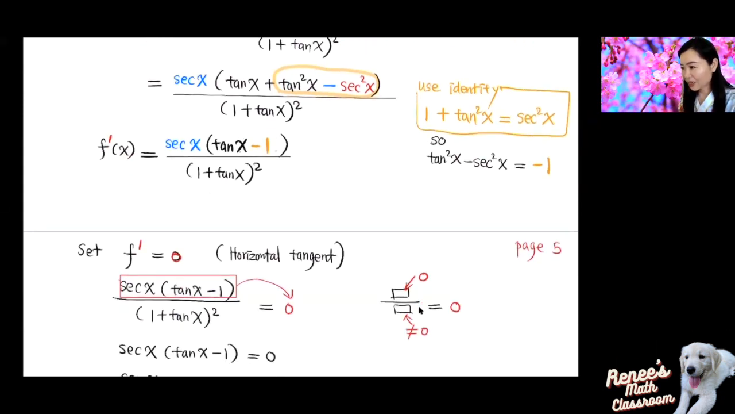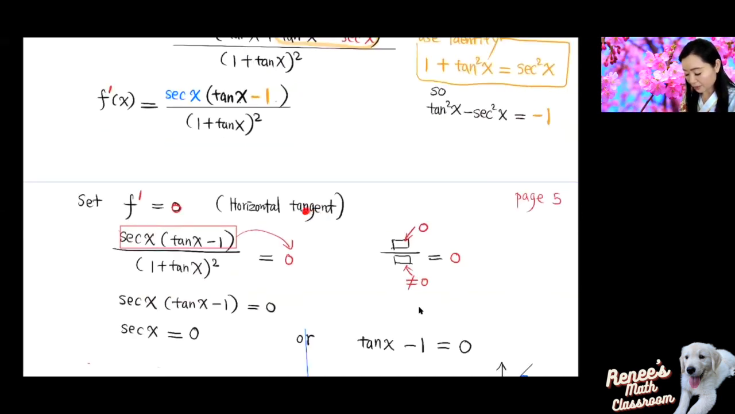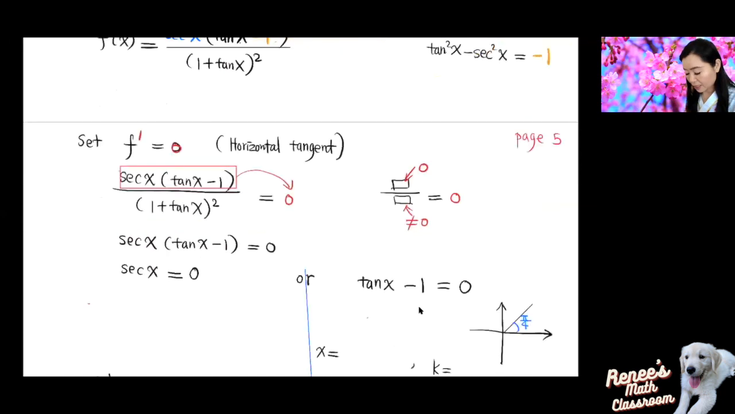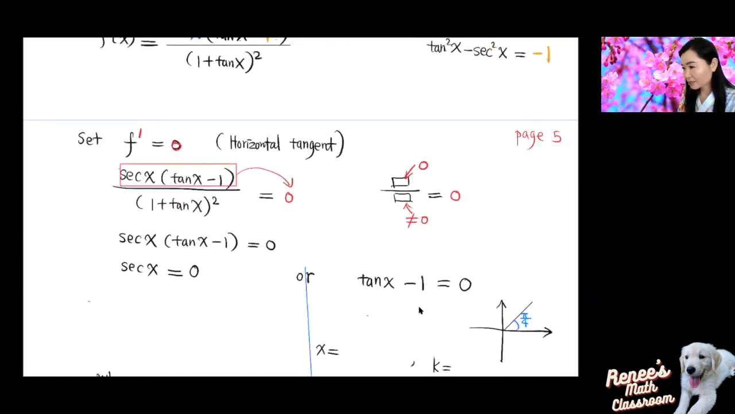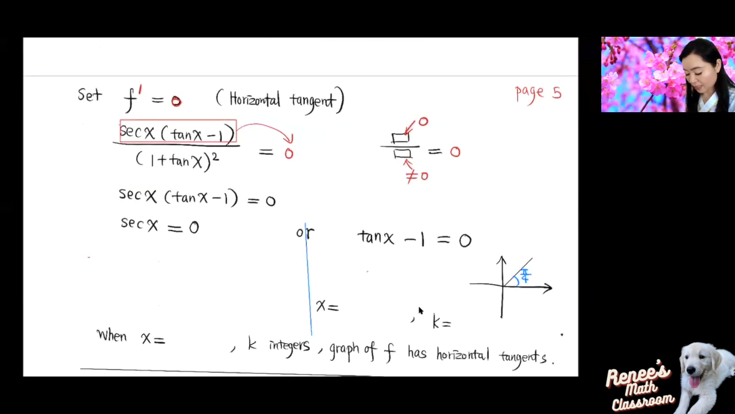Remember, we're trying to find where on the curve the graph will have a horizontal tangent, right? So for a horizontal tangent, the slope will be equal to 0. So we're going to set the first derivative equal to 0. Now, when you have a quotient equal to 0, that means the numerator equals 0 and the denominator does not equal 0. So we're going to set the numerator here equal to 0. Now, set this numerator equal to 0. By the zero factor property, we'll have either this equal to 0 or this equal to 0.